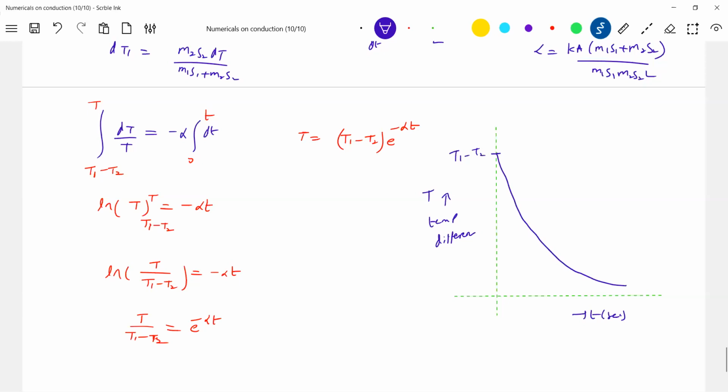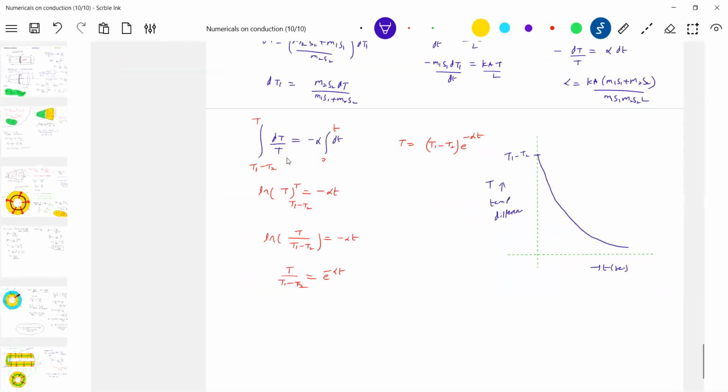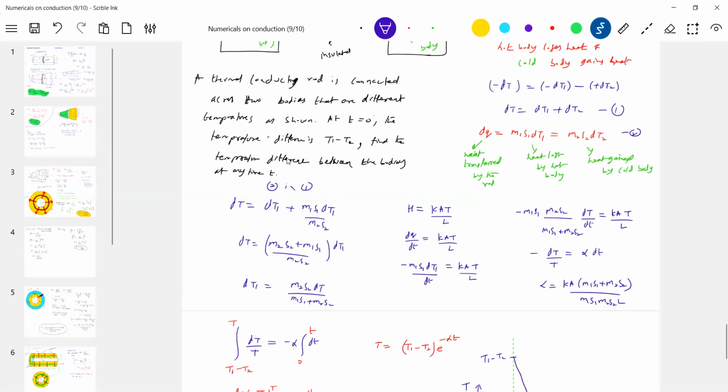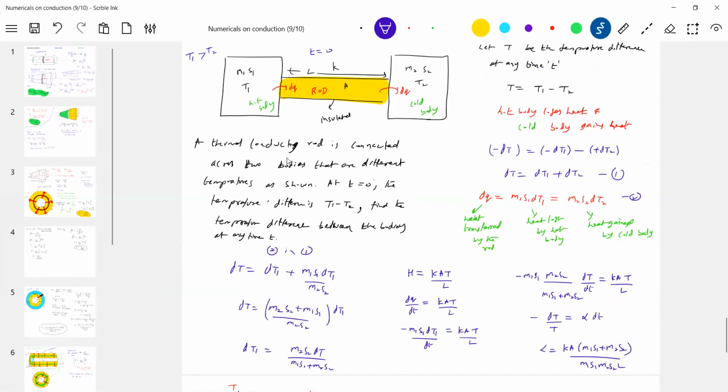Put t equal to 0, put t equal to infinity, it will become 0. Finally, what happens to the temperature difference? Both the bodies will have the same temperature. Means when you connect a hot body with a cold body using a rod, how will the temperature difference vary with time?